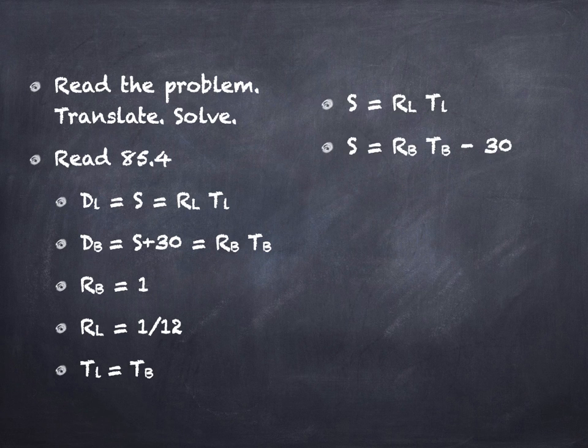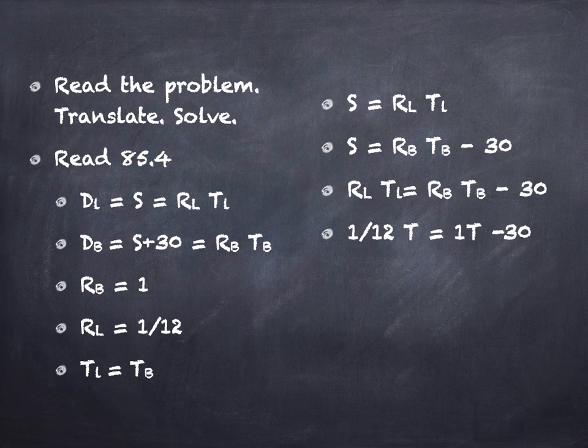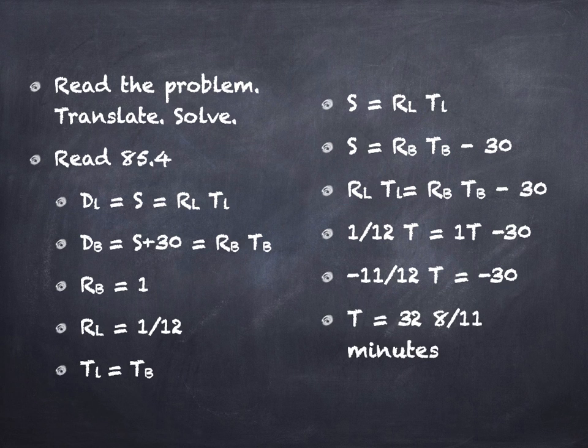So we're kind of rewriting here a little bit. S equals R_L T_L. And then I subtracted 30 from both sides so that S equals R_B T_B minus 30. Well, since the two S's are the same, we can substitute, and R_L T_L equals R_B T_B minus 30. Well, R_L is 1/12. The times are the same, so I'm just going to replace it with T. R_B is 1, so T minus 30. So negative 11/12 T equals negative 30. So T equals 32 and 8/11 minutes.